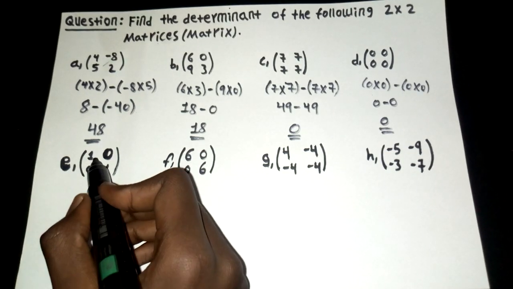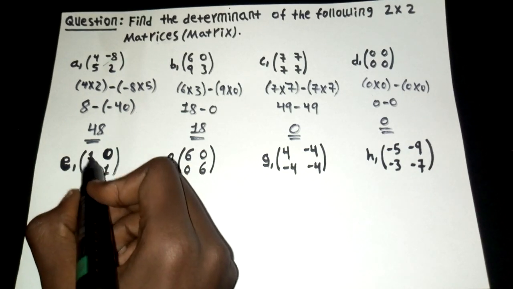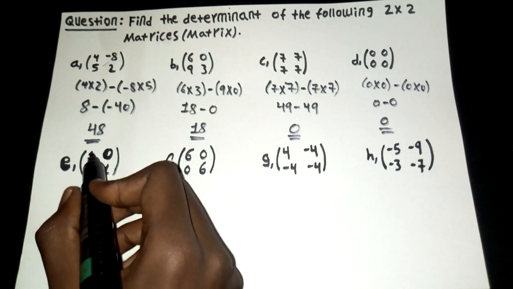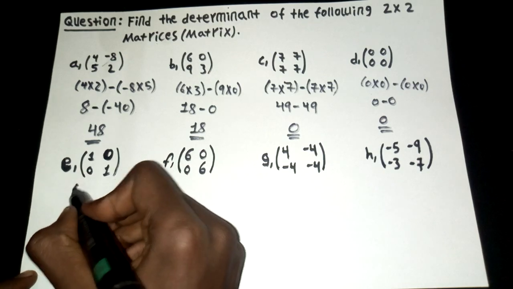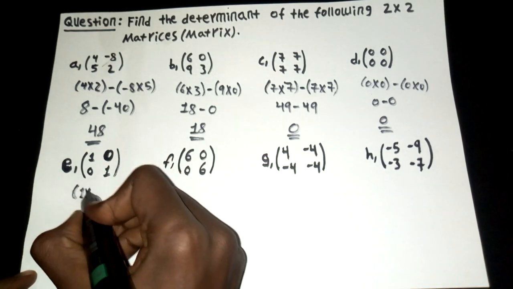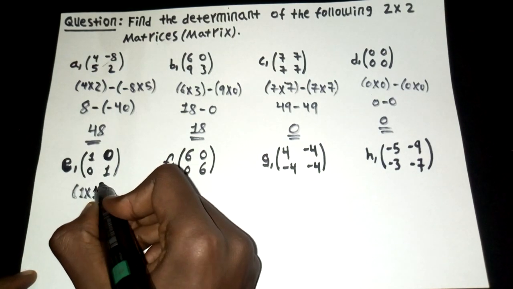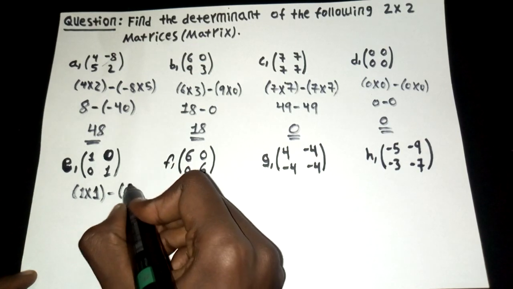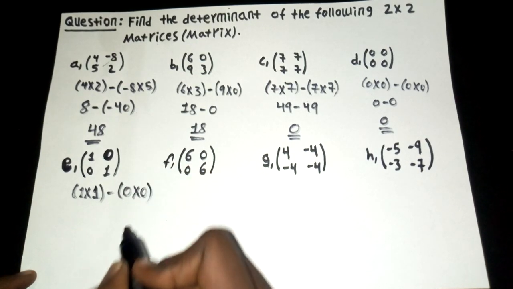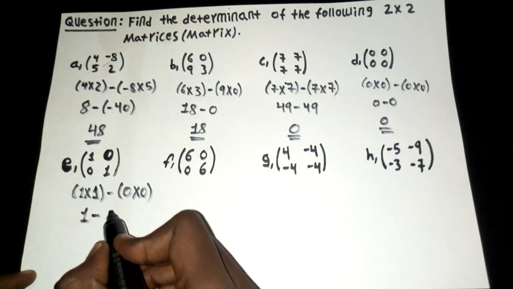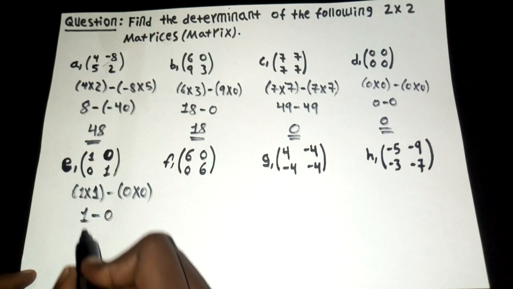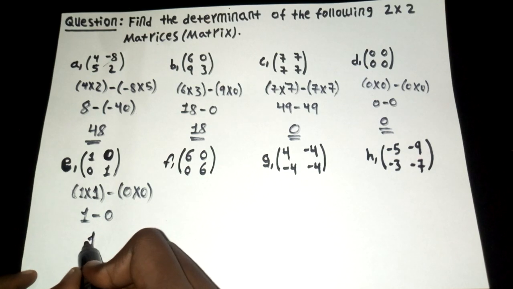For the identity matrix we follow the same procedure as for all types of 2 by 2 matrices: 1 times 1 minus 0 times 0. So 1 times 1 is 1, minus 0 times 0 is 0. So 1 minus 0, our answer is 1.